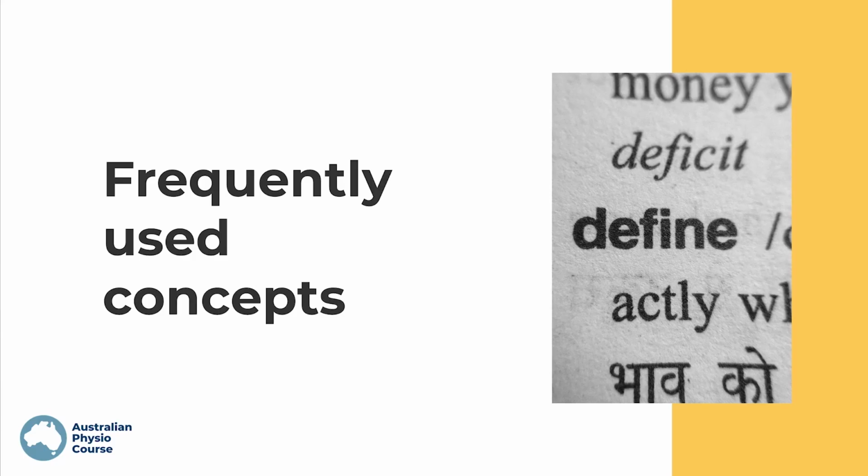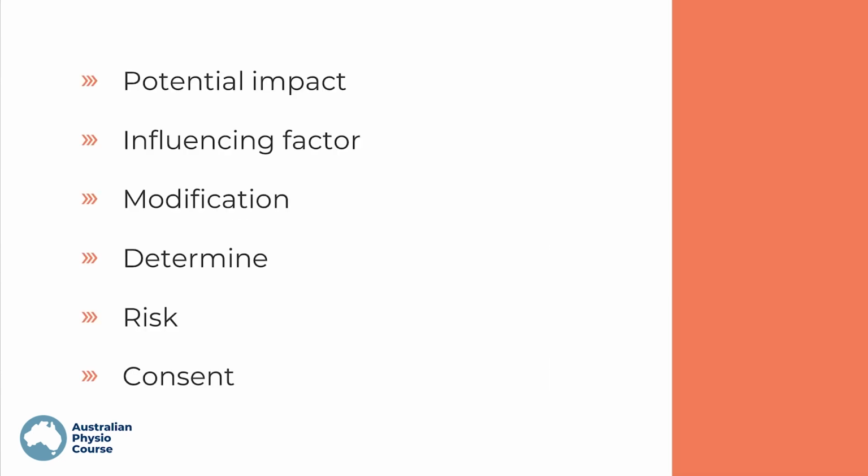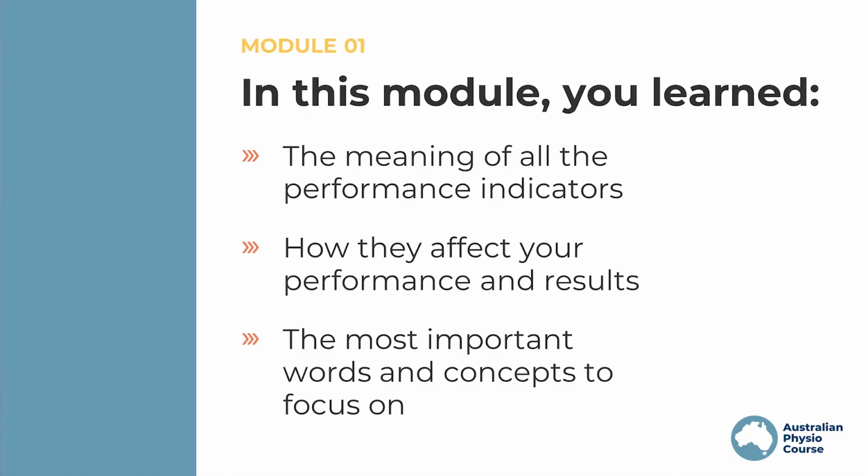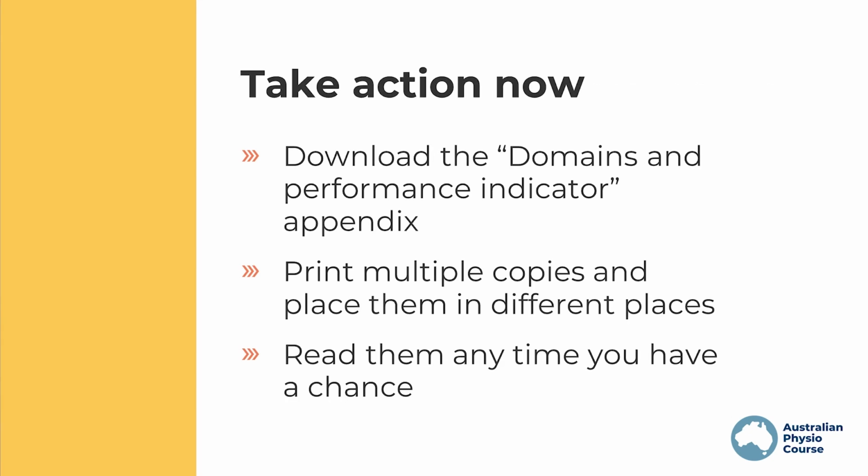I'm sure you've noticed already all the words that are frequently used in the items' descriptions. Potential impact, influencing factors, modify, determine, risks, consent. This is not a case. These are all important actions and factors that you need to consider during the exam, even more than once. Also, if you use these words, you're addressing multiple items at the same time. Redundance again! So you're saving time and you're decreasing the chances of the post-exam doubts.